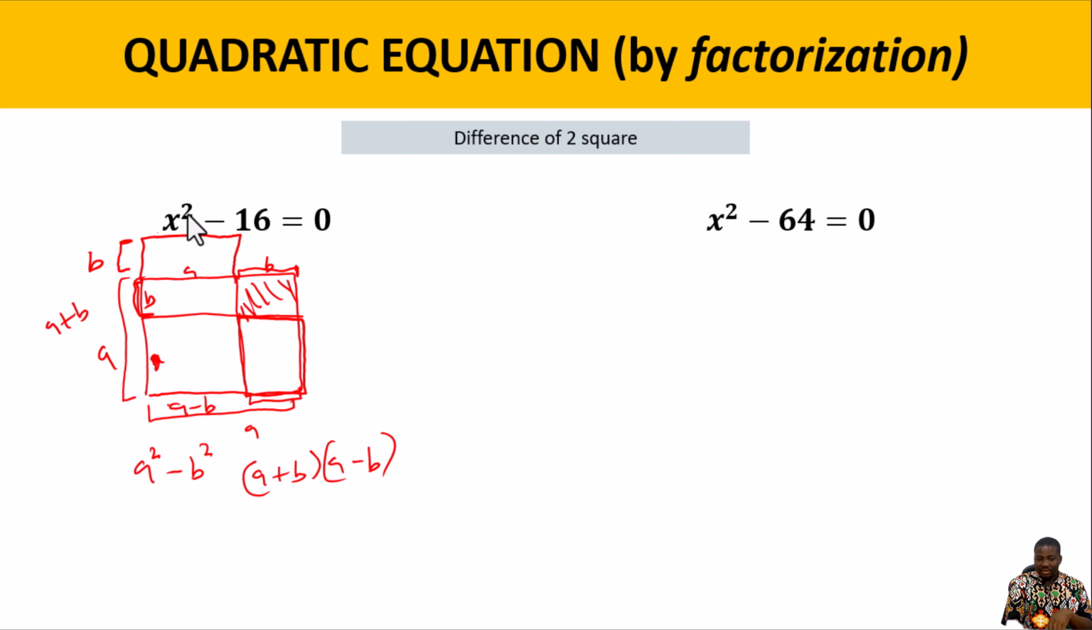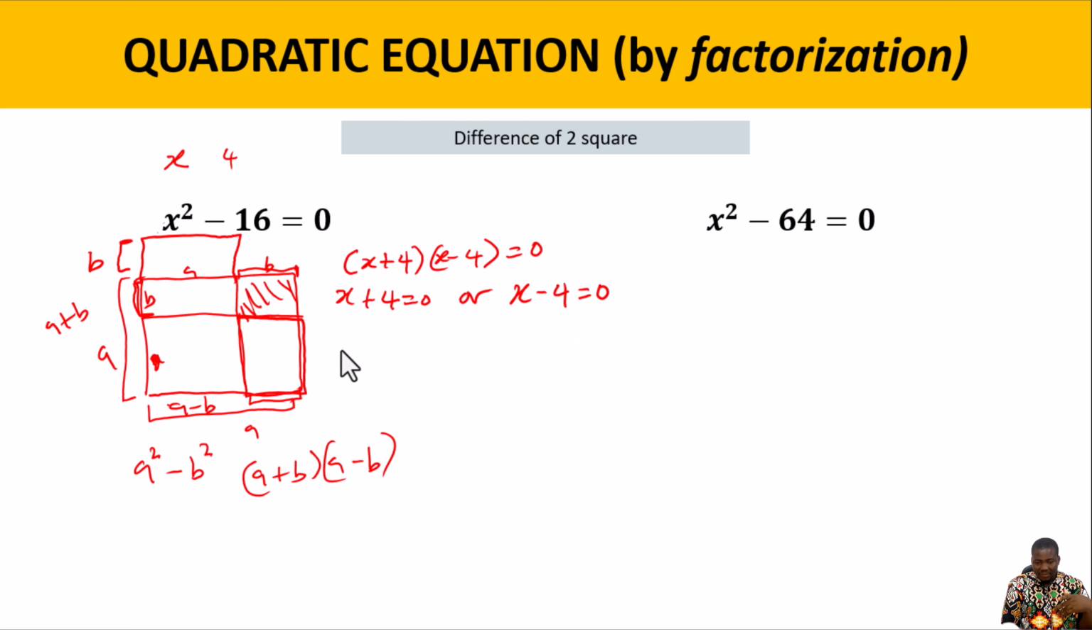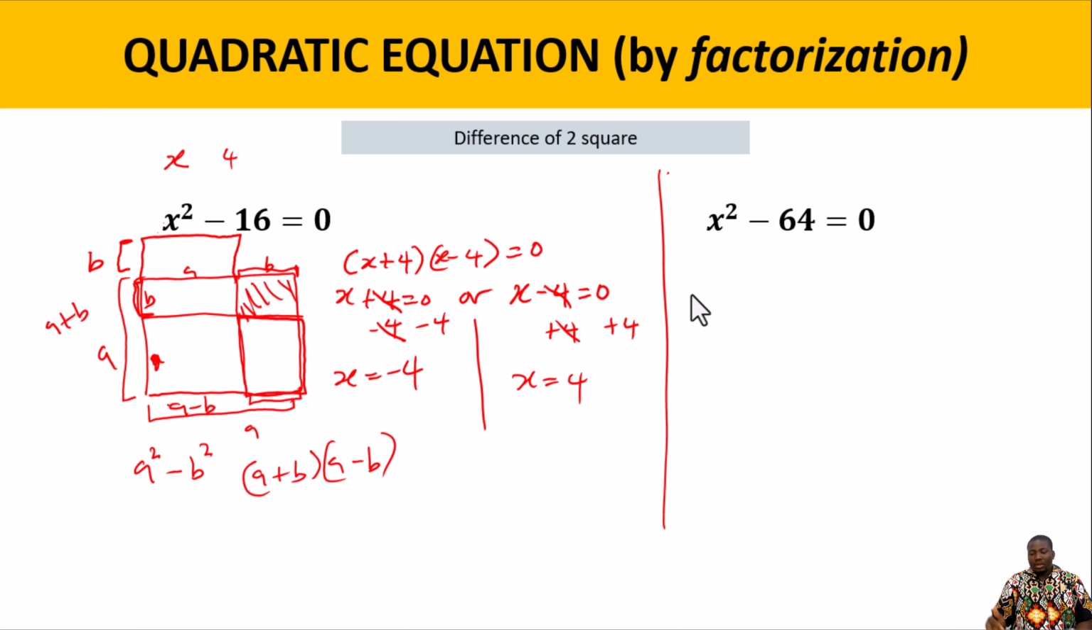If A square is x square, then A is x. If B square is 16, then B is 4. So the answer will be x plus 4 times x minus 4 equals 0, which we can say x plus 4 equals 0 or x minus 4 equals 0. Now, once we have this expression, you can subtract 4 from both sides, x equals negative 4. Here you can add 4 to both sides, x equals 4.